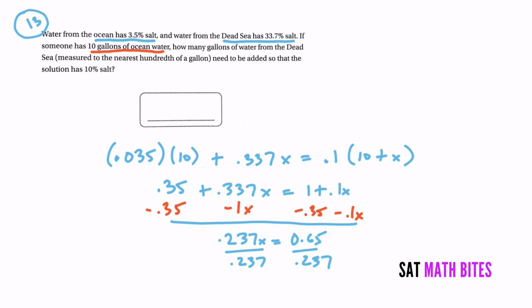You can see over here it says measured to the nearest hundredth of a gallon. So clearly this is a section that would allow you to use your calculator. And so if you do that on your calculator, you would get x equals 2.74 rounded to the nearest hundredth. So that would be our answer for this problem.